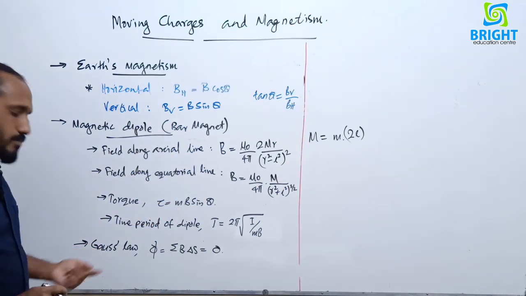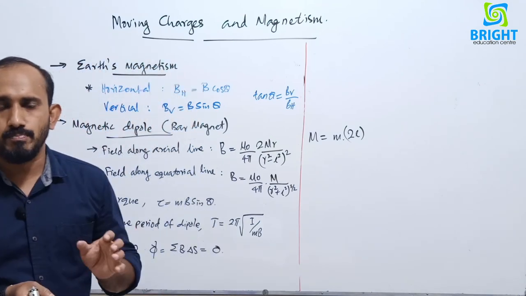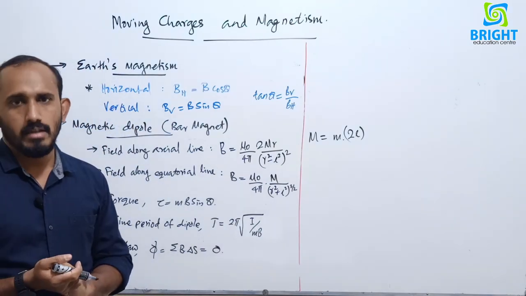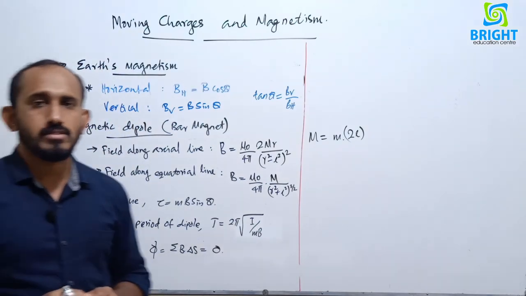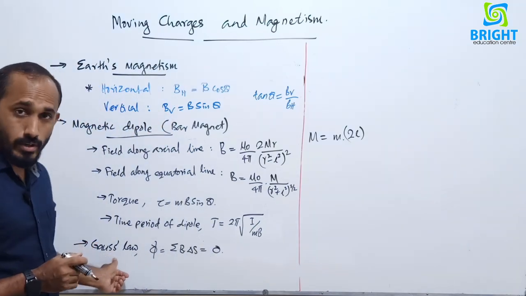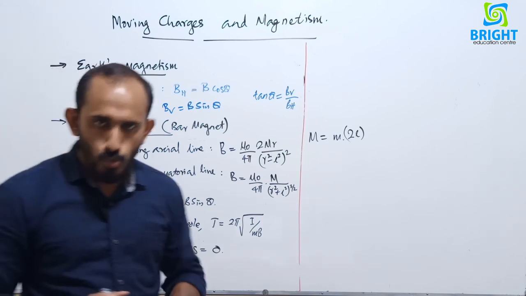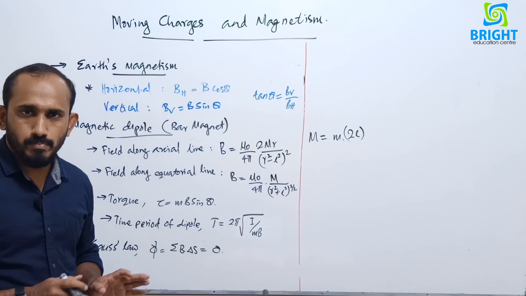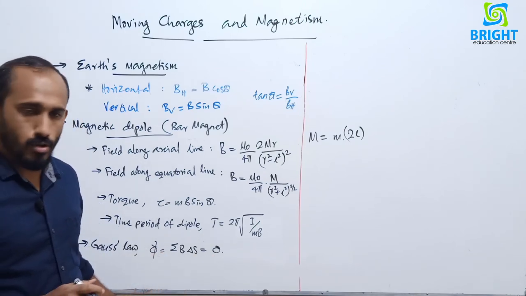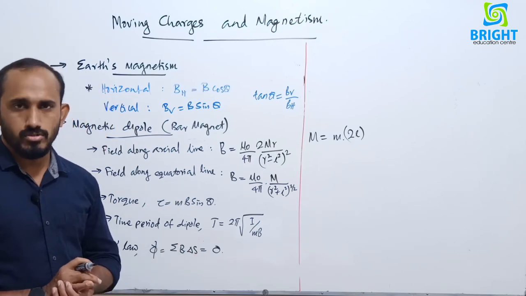Now, regarding electric flux, we know that it is the electric field lines passing normal to a surface per unit area. Similarly, for the magnetic field lines passing through a closed surface, we can use Gauss's law. Gauss's law in magnetism says that since magnetic field lines are closed loops, the flux phi passing through any closed surface will be equal to zero. This is the magnetic flux through a closed surface: sum of B dot delta s is equal to zero.